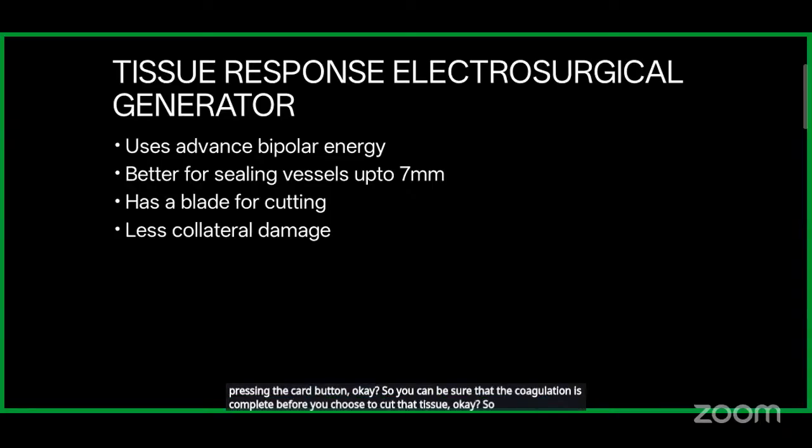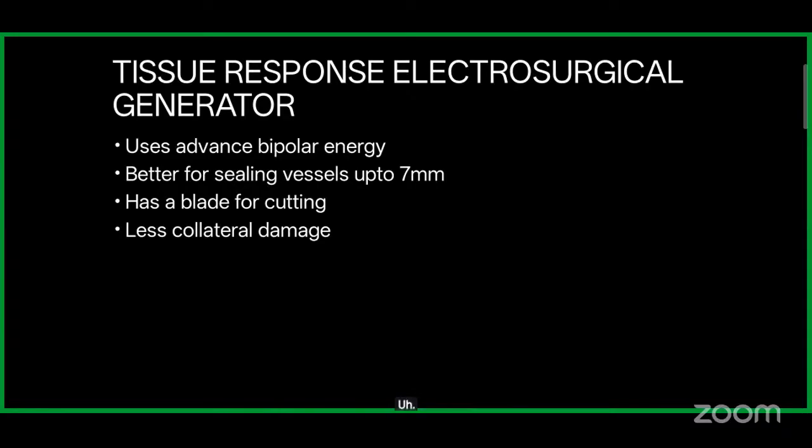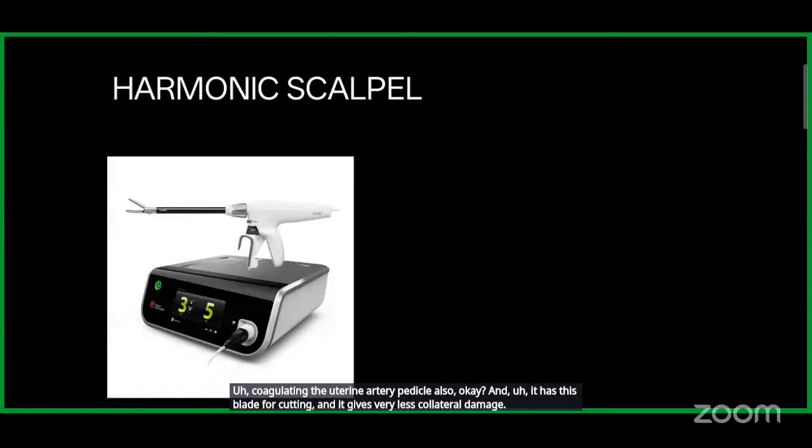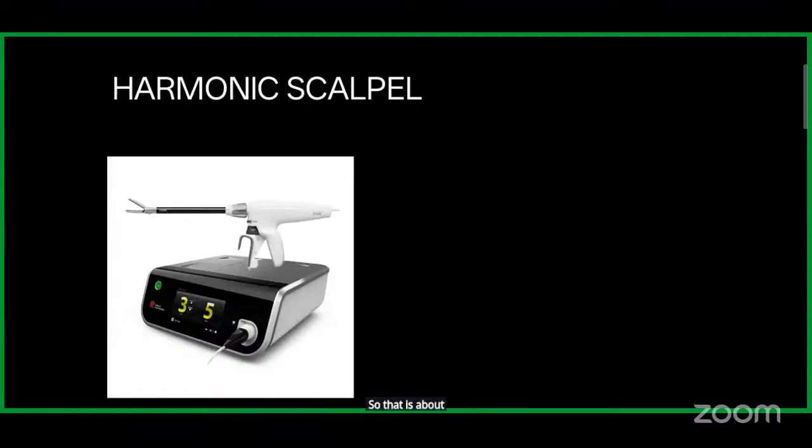Okay, so it uses advanced bipolar energy, and it is better for sealing vessels up to 7 millimeter. That is why we can use it for coagulating the uterine artery pedicle also. Okay, and it has this blade for cutting, and it gives very less collateral damage. So that is about advanced bipolar, where we saw the vessel sealer and the LigaSure.